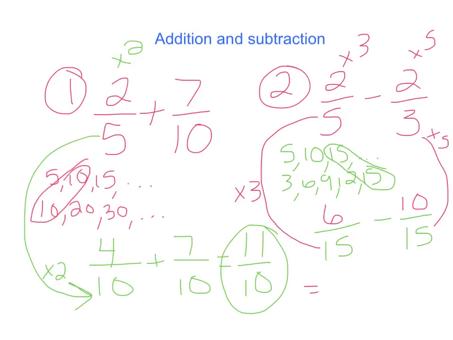6 minus 10. If you remember from yesterday, we're at 6, so we have $6, and we owe somebody 10. So that means that I am now $4 in the hole, so negative 4 over 15. Okay, so 6 minus 10 is negative 4. That's where the negative 4 comes from on the numerator.